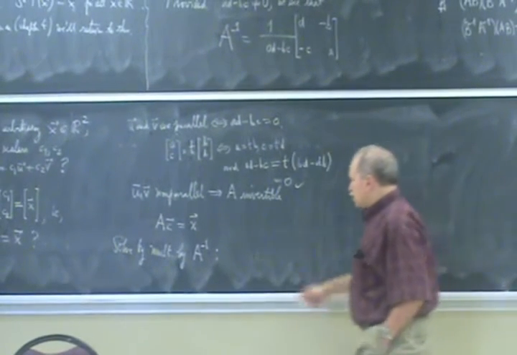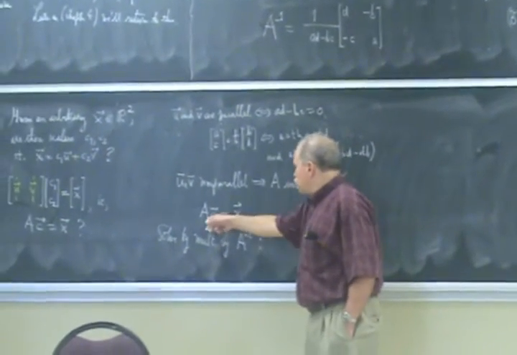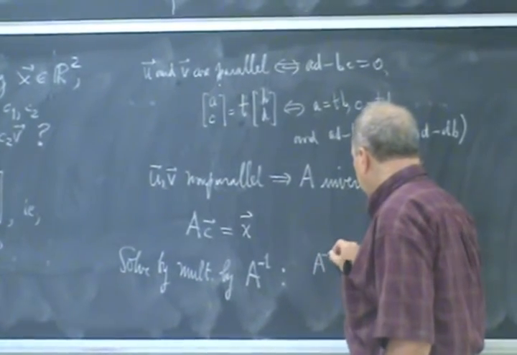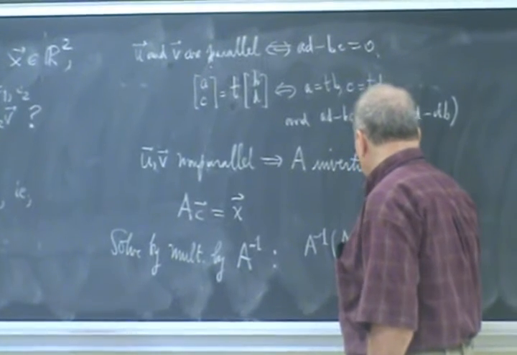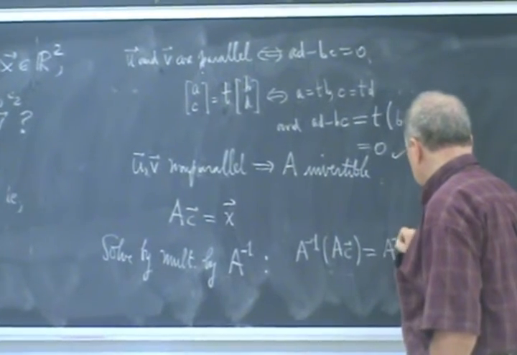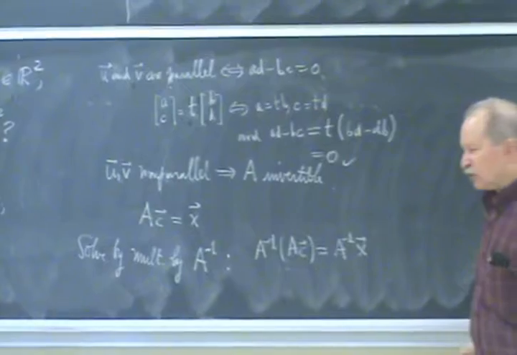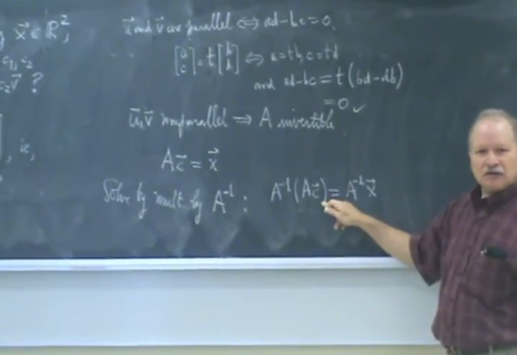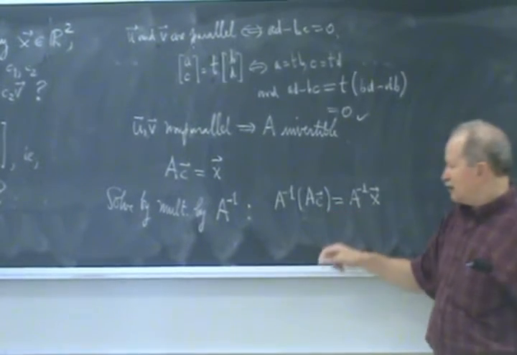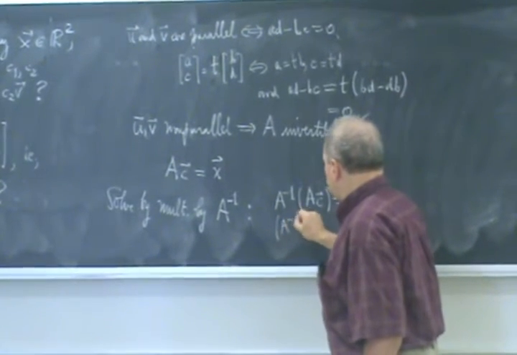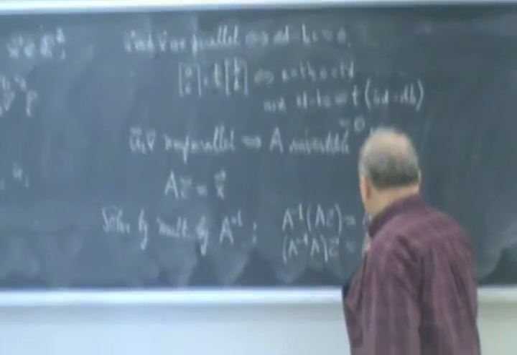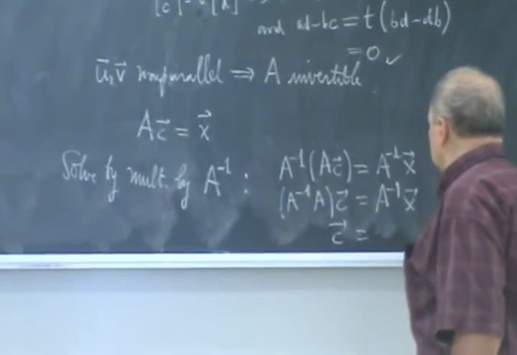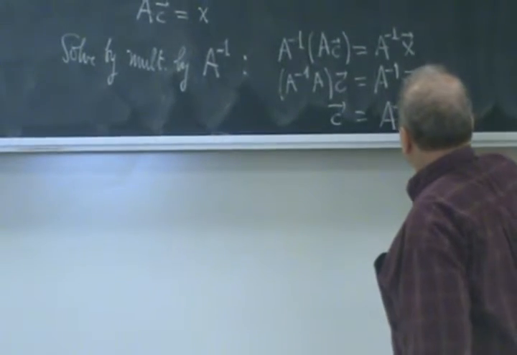So if I assume that I have a solution and try to find it, I would multiply on the left by A inverse on both sides of the equation. I would then do what over here? Regroup. Yeah, then this is A inverse A, C equals A inverse X. This is the identity, so C is A inverse X.